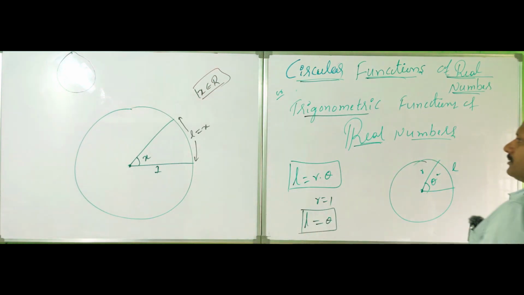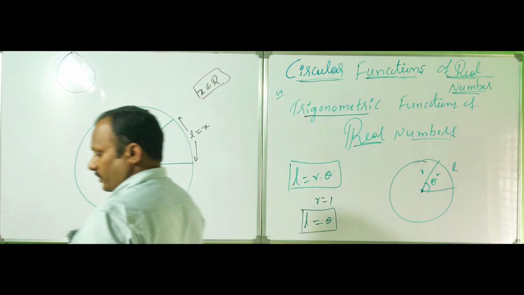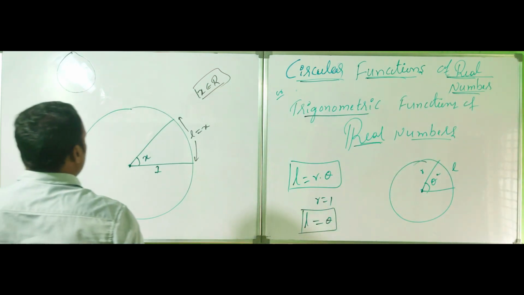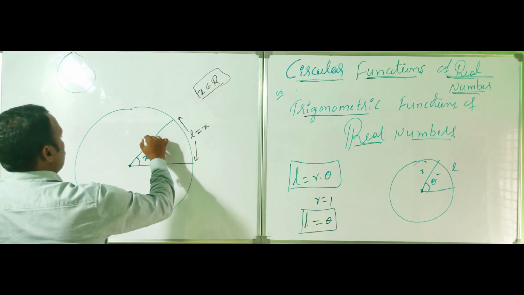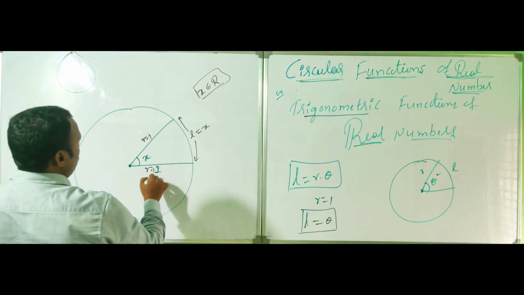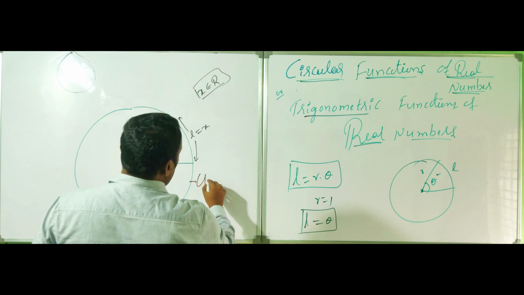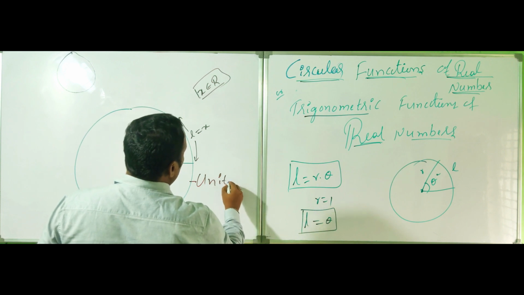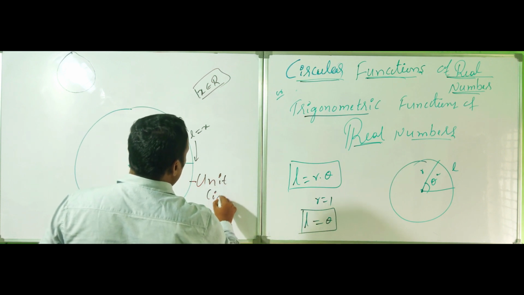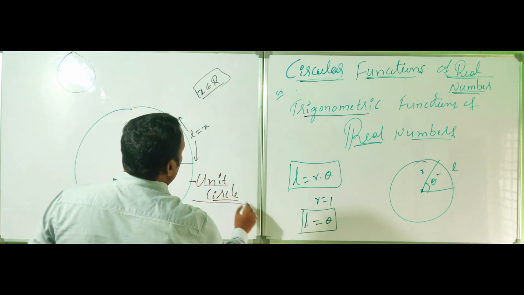Therefore, this is called the unit circle. Very important: r is equal to 1. This is called the unit circle, where the radius is equal to 1 unit. Unit circle concept.